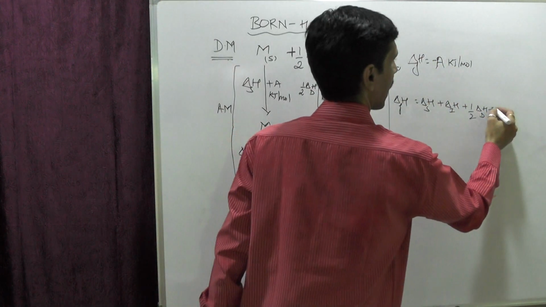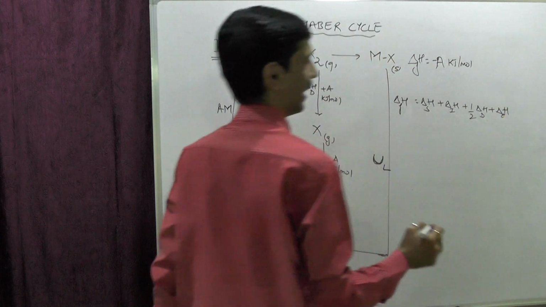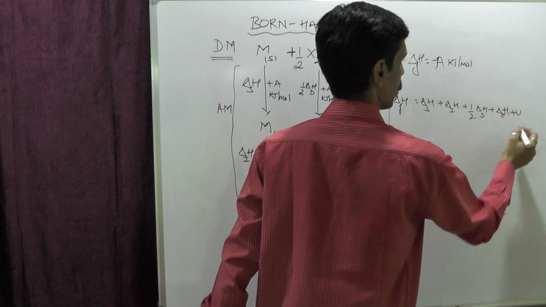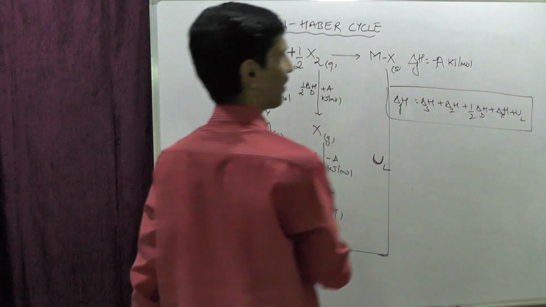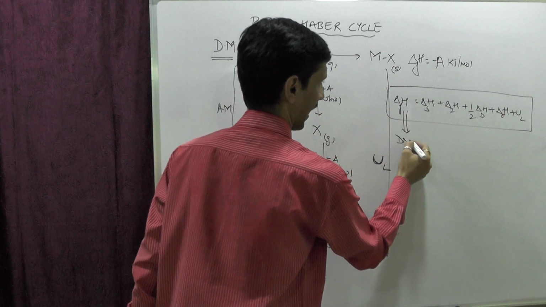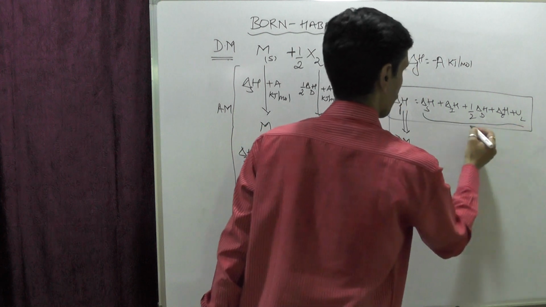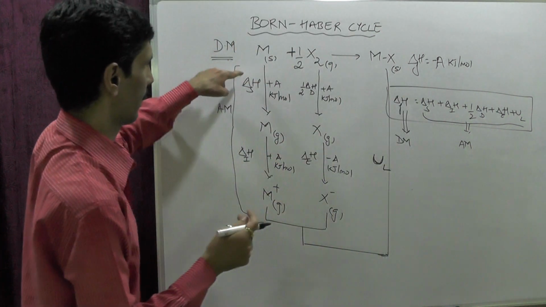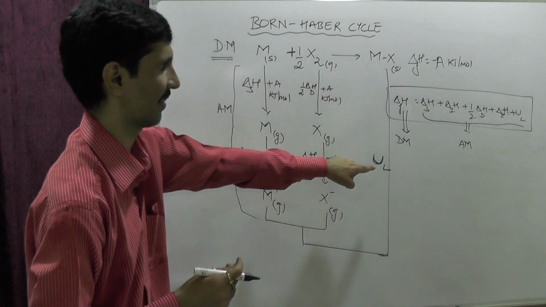Okay. Next, plus enthalpy of electron gain enthalpy, and the last one is UL, lattice energy. This is the formula we get. This is, my dear friends, by direct method. This is by alternate method. Okay? Sublimation, ionization, dissociation, electron gain enthalpy and lattice energy.